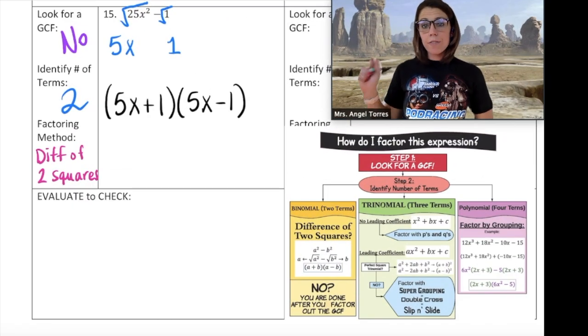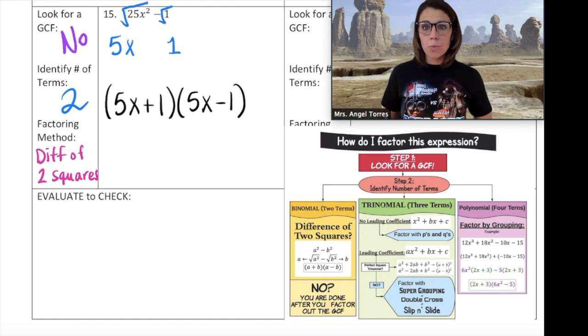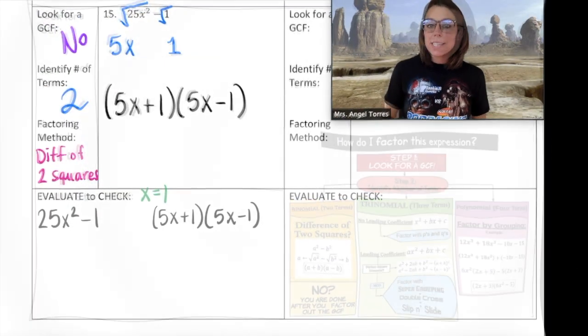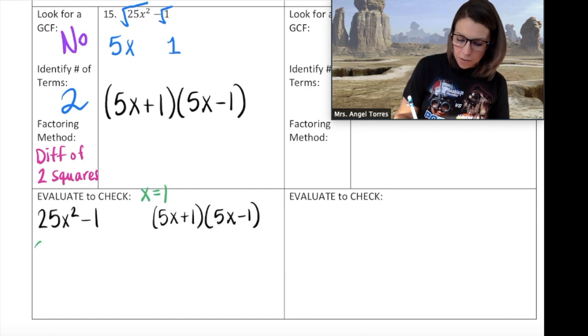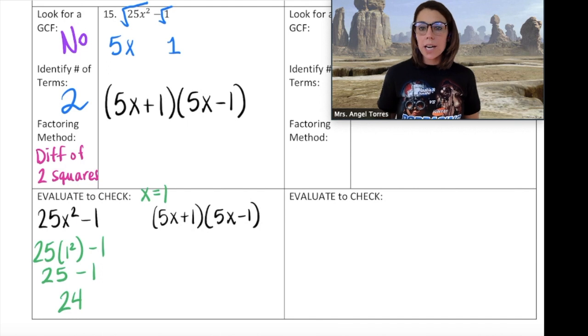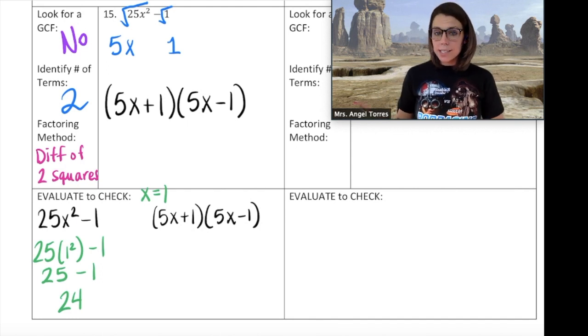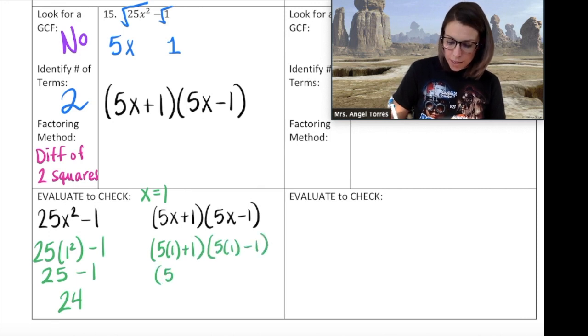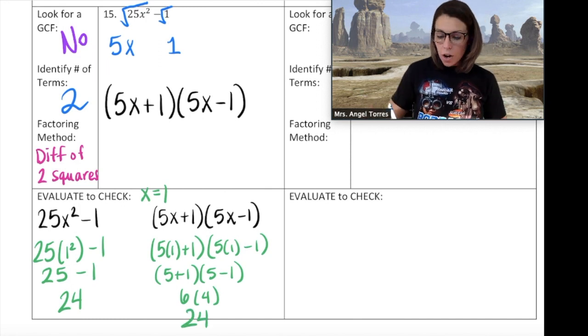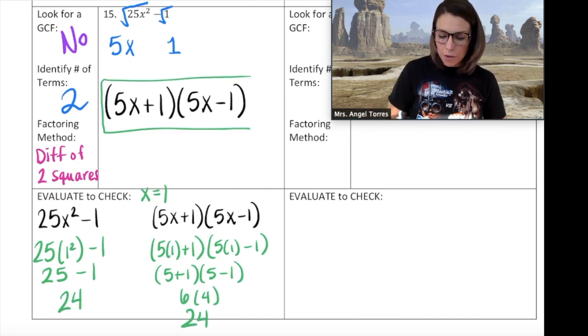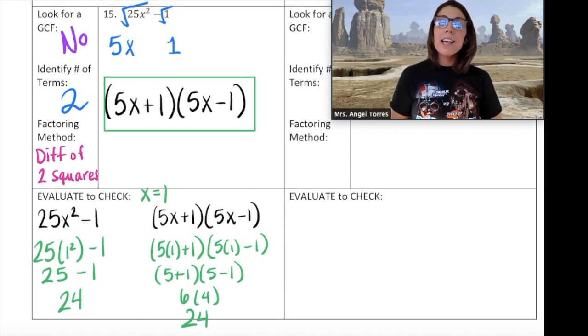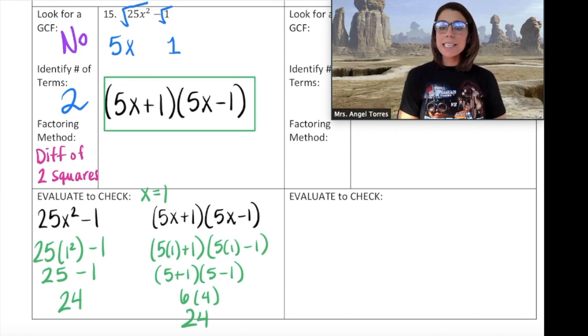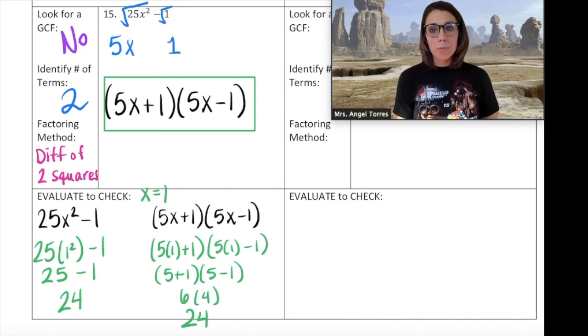All right, I ended up with 5x plus 1 times 5x minus 1. I'm going to set up my check. Let's see what they equal when x is 1. 25 times 1 squared minus 1 is 25 minus 1, or 24. So the first expression has a value of 24. Let's check the second expression. 5 times 1 plus 1 times 5 times 1 minus 1. That's 5 plus 1 times 5 minus 1. 6 times 4 is also 24. So because these expressions are equivalent, they have the same value for the same input, I can say that the product factored form is equivalent to the binomial we started with.